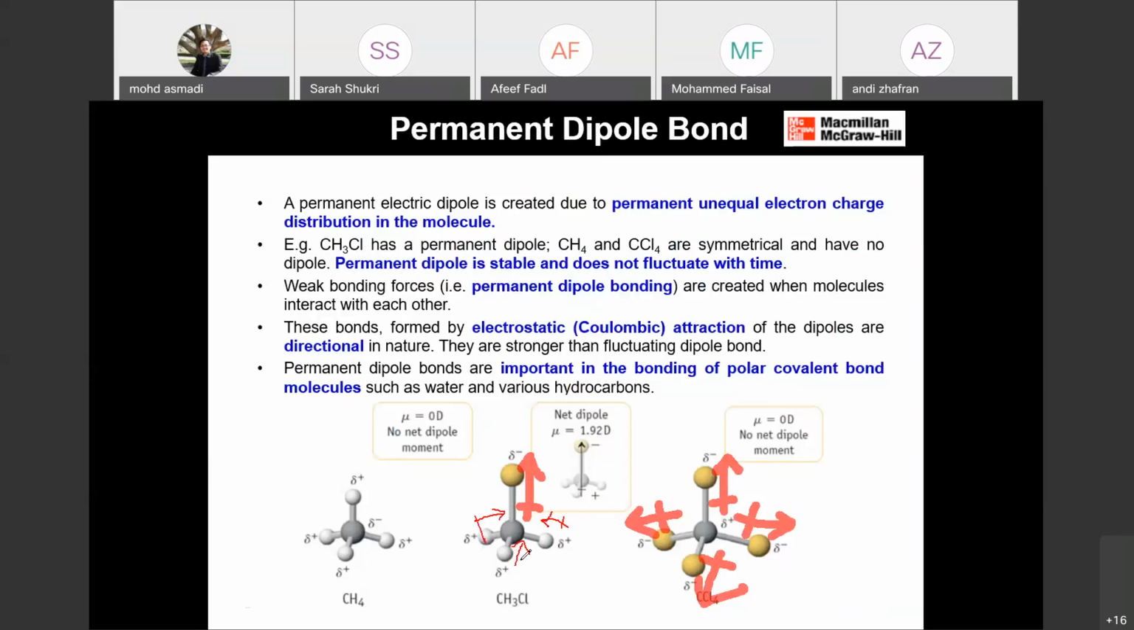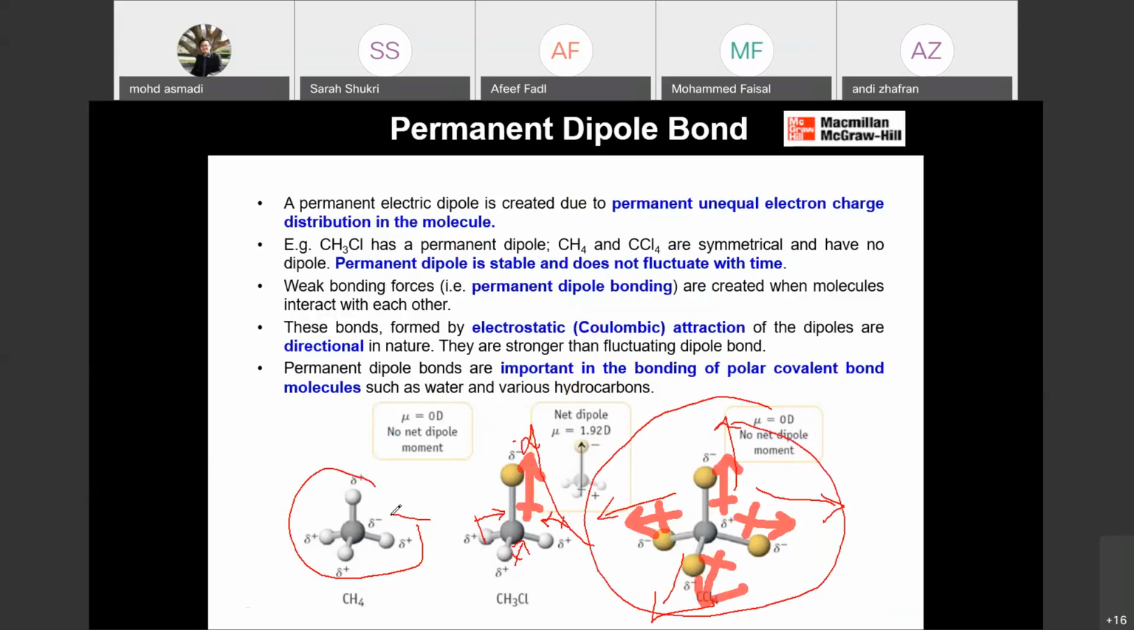This one is non-symmetrical because it's stretched toward this direction. But this one is stretched symmetrically. That means equally stretched. This one we call symmetrical. This one also symmetrical because it's stretched towards the center of the atom. This one's symmetrical, right.